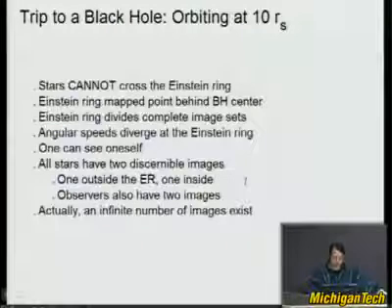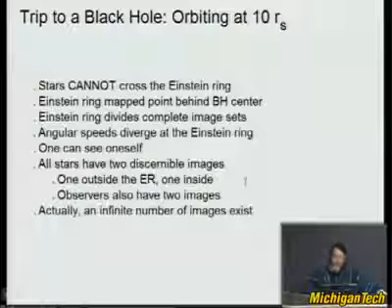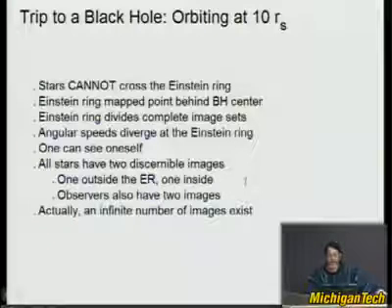Let's see, the Einstein ring. Angular speeds diverge at the Einstein ring. So if some star goes directly behind your head as you look at a black hole, or directly behind the black hole, then it will appear to approach the Einstein ring and appear to move infinitely fast. So if you were to attribute that image to be at the distance of the Einstein ring, you would think it's moving faster than the speed of light.